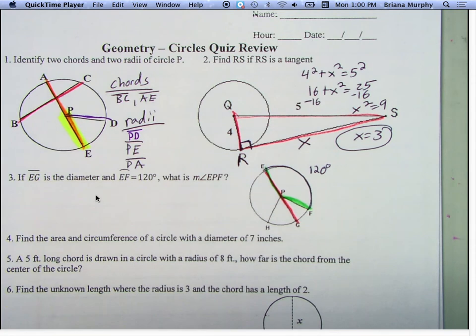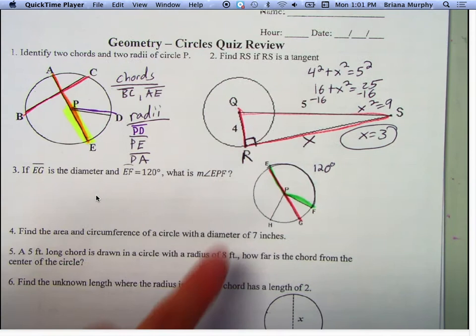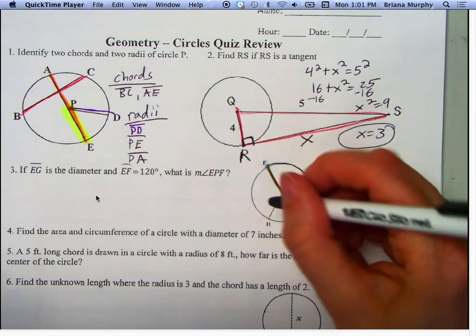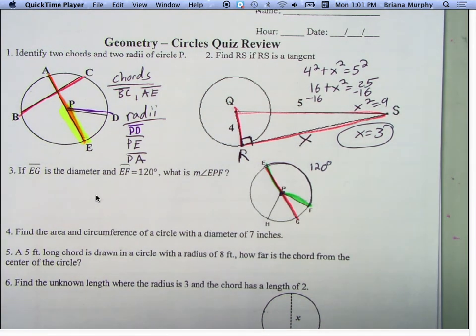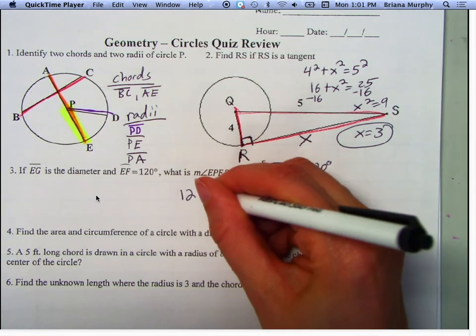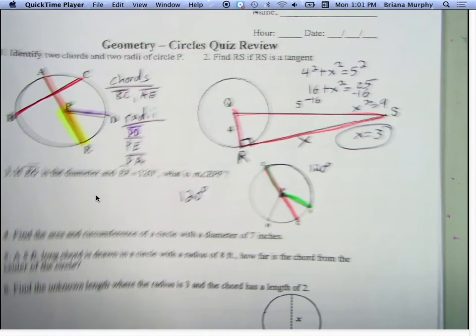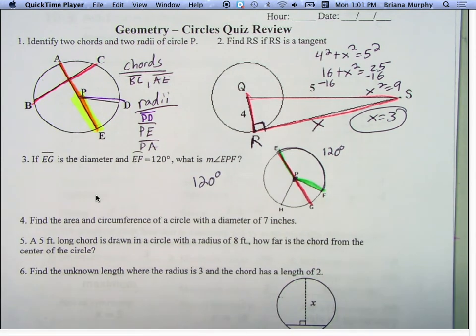Okay, first of all, what kind of angle is that? When we have angles, we talk about two big ones. So I'm going to turn to my page that talks about central and inscribed angles. So which one do you think EPF is? Is it a central angle or an inscribed angle? Central, right? Because it goes through the center. And intercepted arcs and central angles are what to each other? Equal. Yeah, they are congruent. So the answer is 120 degrees. Pretty straightforward. Questions about that? Okay. Let's move on to number 4.